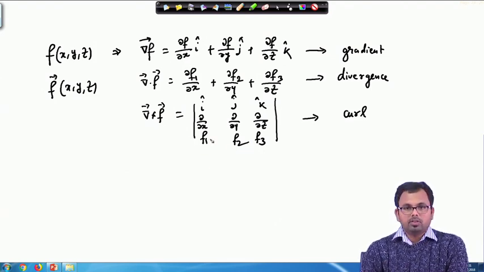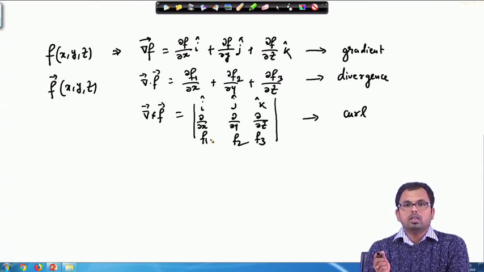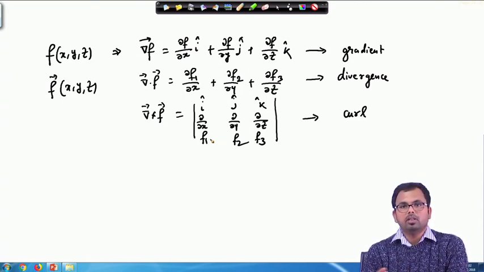So we worked out a few examples based on these three operators, and we also checked whether a vector function is solenoidal or irrotational. We did some examples like that as well.